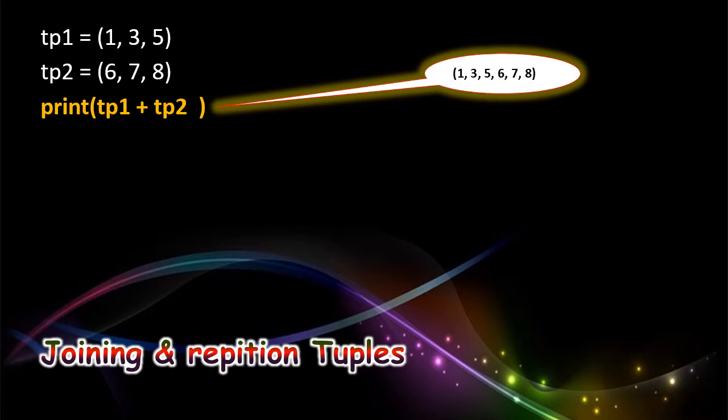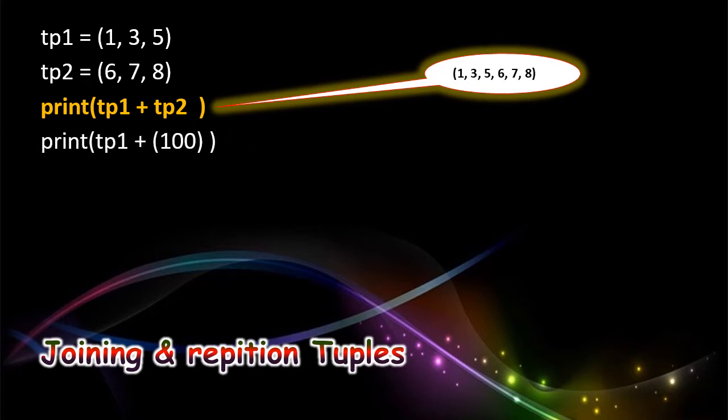And we can join tuples using the plus operator, and using the asterisk symbol we can repeat the tuple's values. Let's say for example, tuple 1 and tuple 2. These two are concatenated using the plus operator, so the result is compiled and displayed.